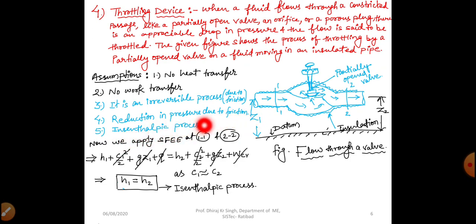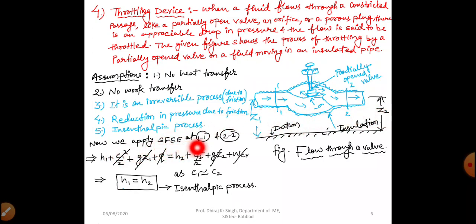When we apply the steady flow energy equation at cross sections 1 and 2, we will get the final answer that this throttling process is an isenthalpic process, meaning enthalpy at 1 is equal to enthalpy at 2. So now students, we will apply the steady flow energy equation at 1 and 2. This is the bottom line, and the height of the central line of this pipe from the bottom is Z1 and Z2. This height is equal.